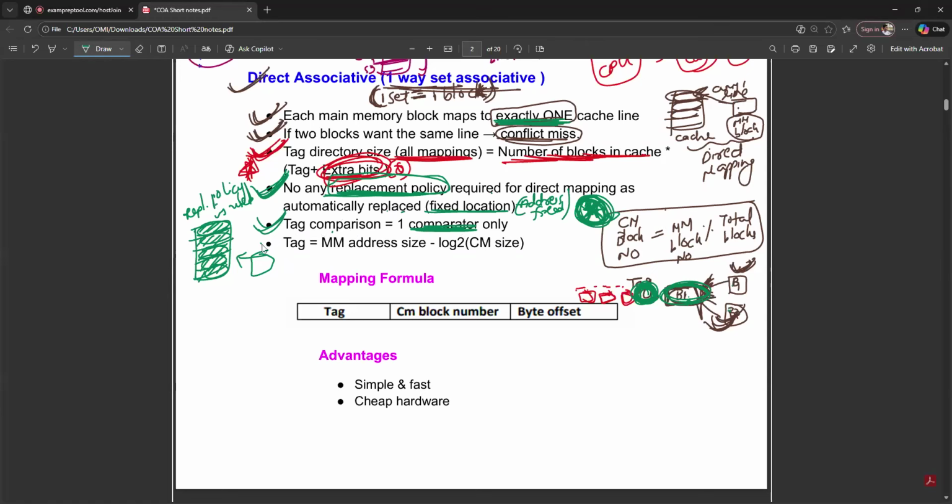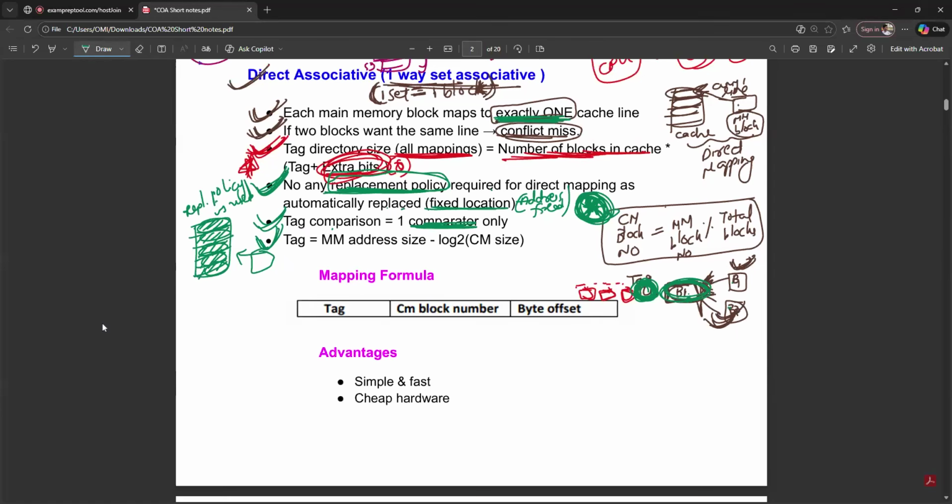Now moving to the next point. What is the tag? Main memory address size minus log of cache memory size. This is in terms of bits. This is also in terms of bits. Now I am creating some space here to explain the mapping formula.